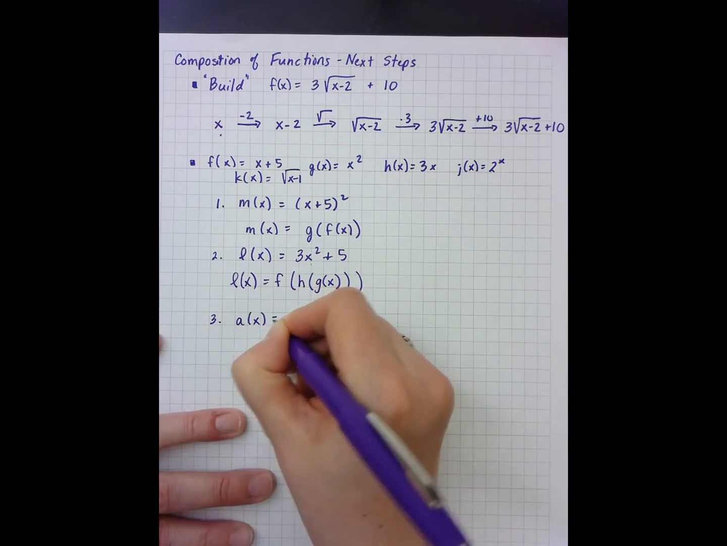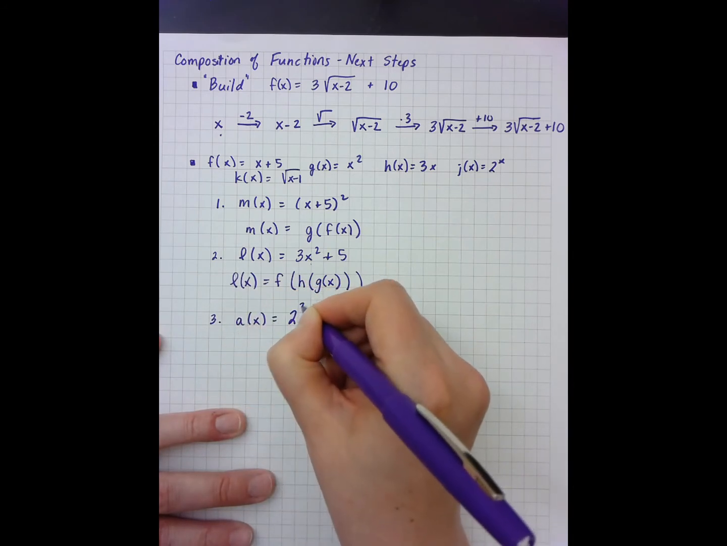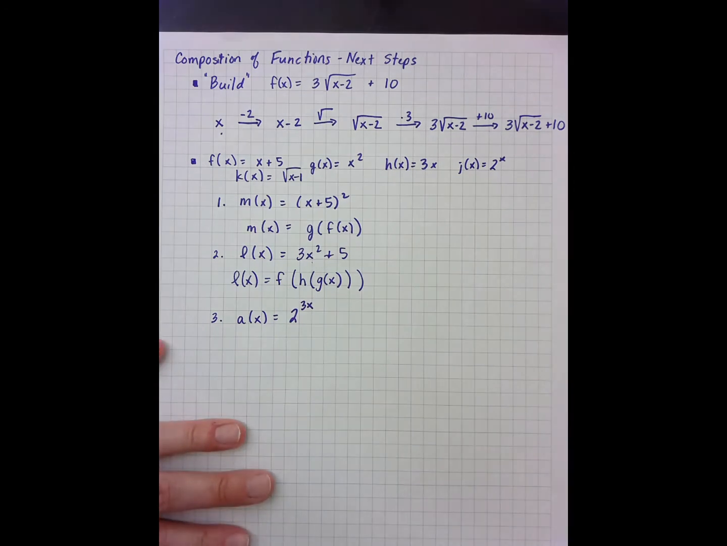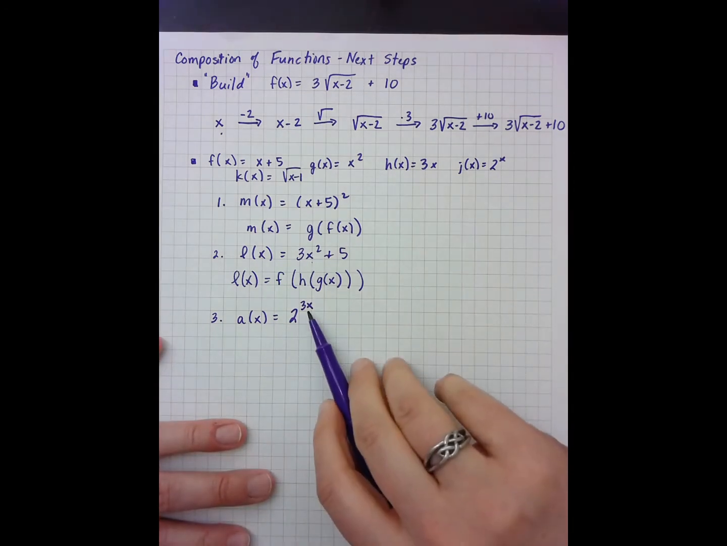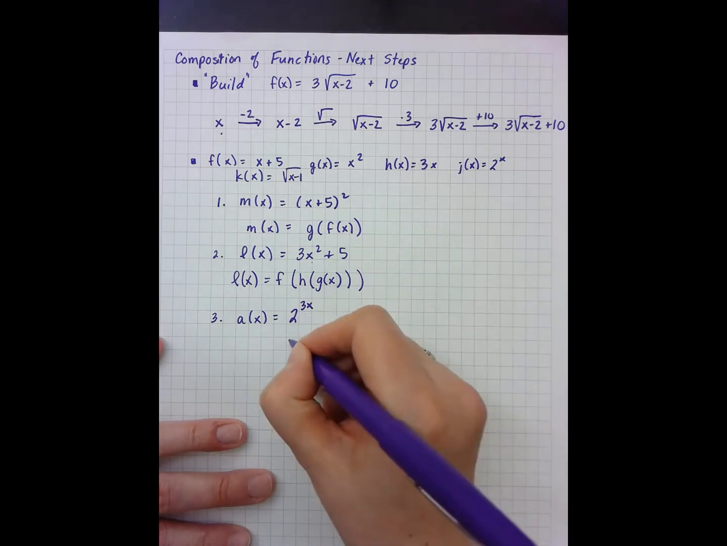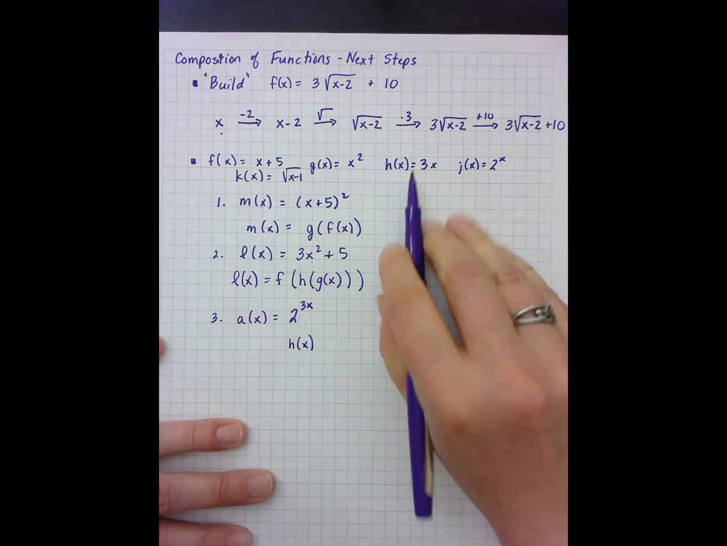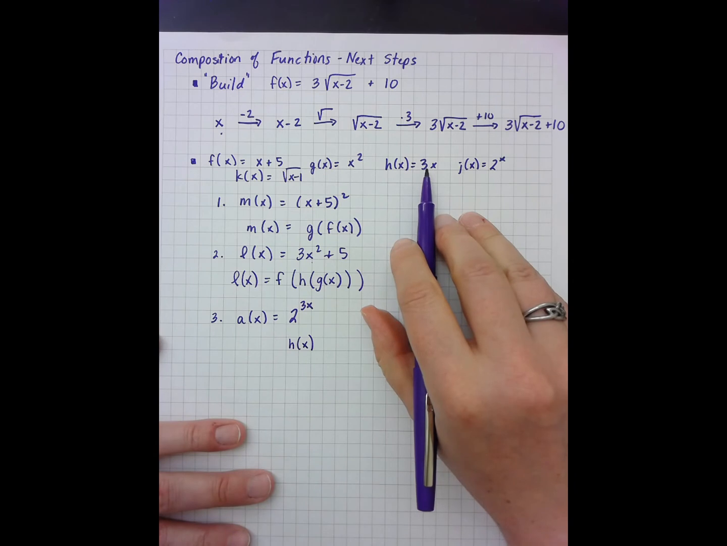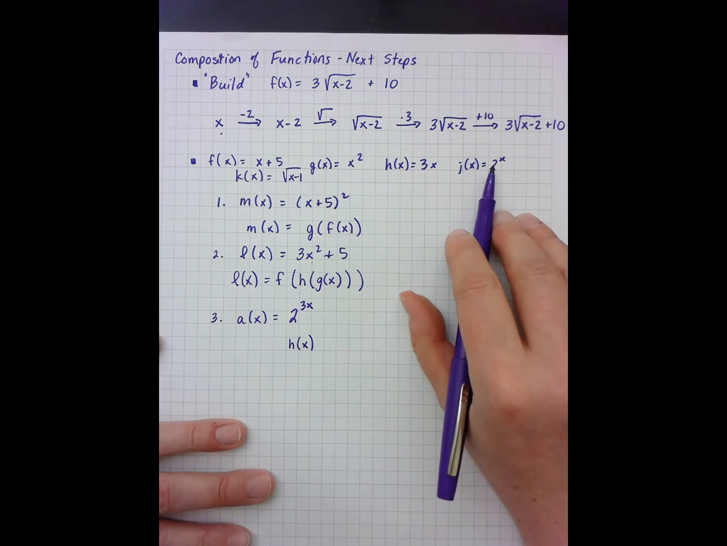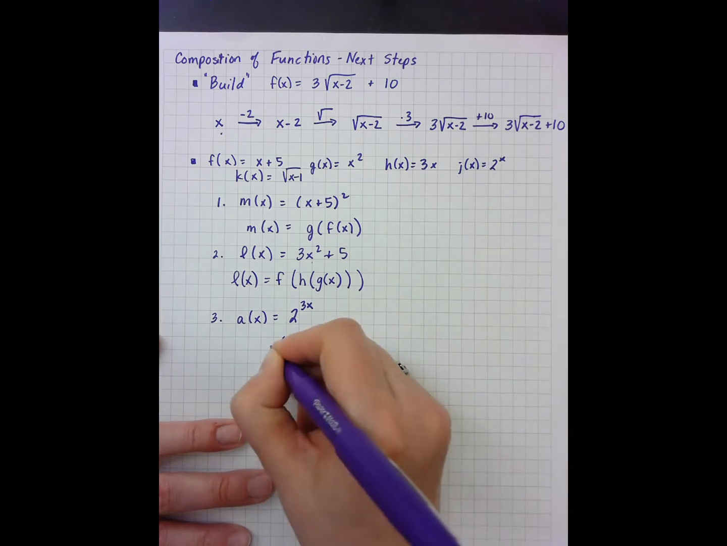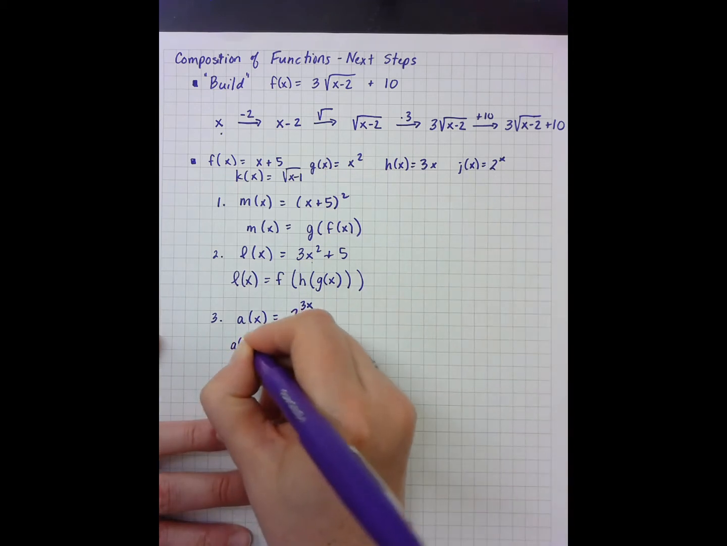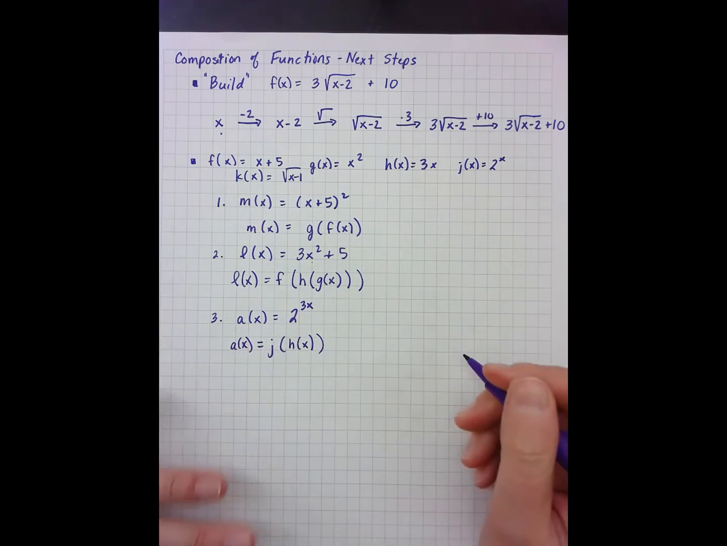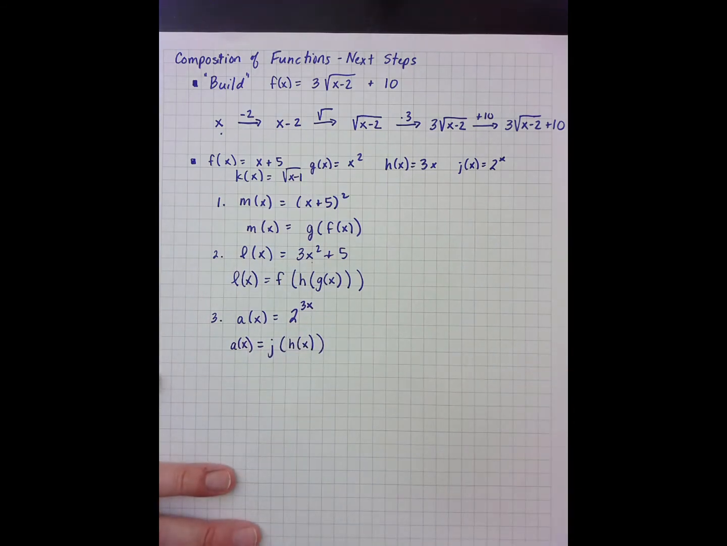A of x equals 2 to the 3x. So in this case, it looks like I start with an x and I'm multiplying it by 3. So that would be h of x. And then I put that as the power on 2. So that's j. So a of x equals j of h of x.